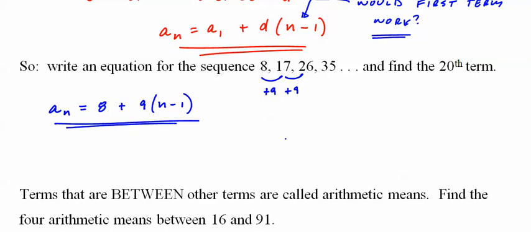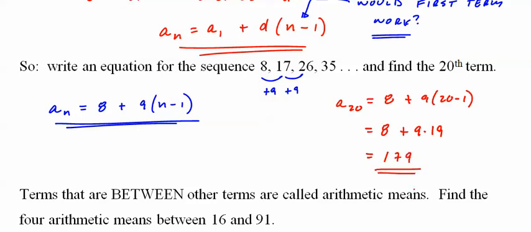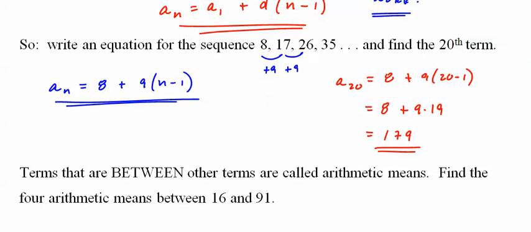Oh, I want the 20th term. A20 equals 8 plus 9 times 20 minus 1. 8 plus 9 times 19 equals 8. Grab a calculator. 179. That's a bit easier than counting them out: 35, 44, 53 until I get all the way up to the 20th term.